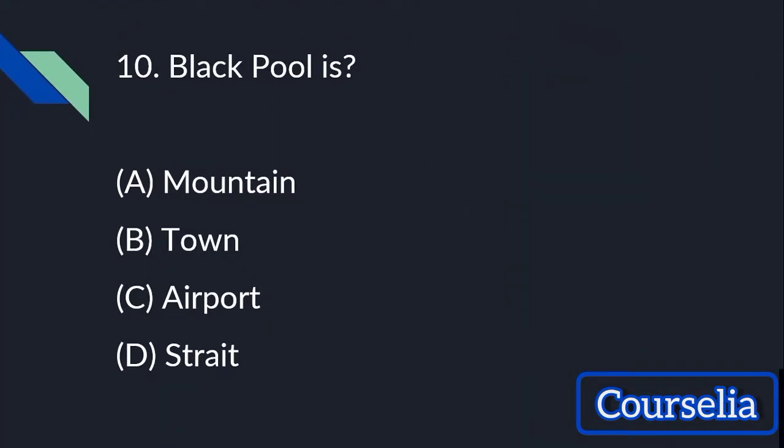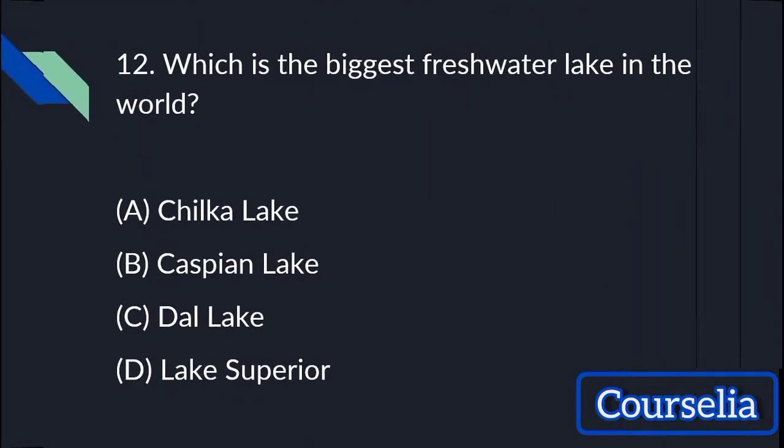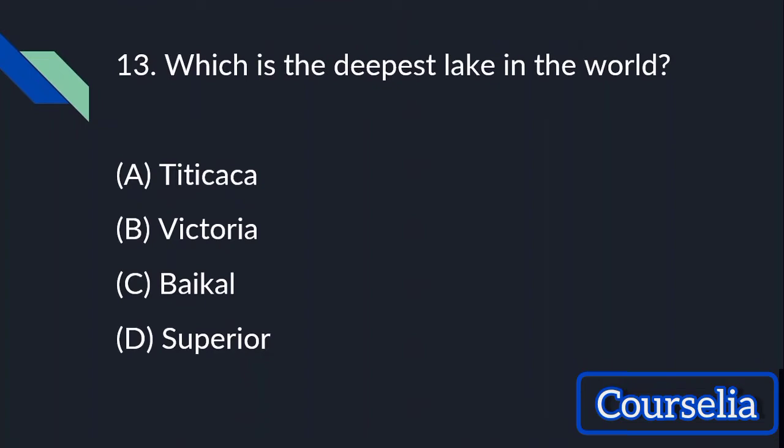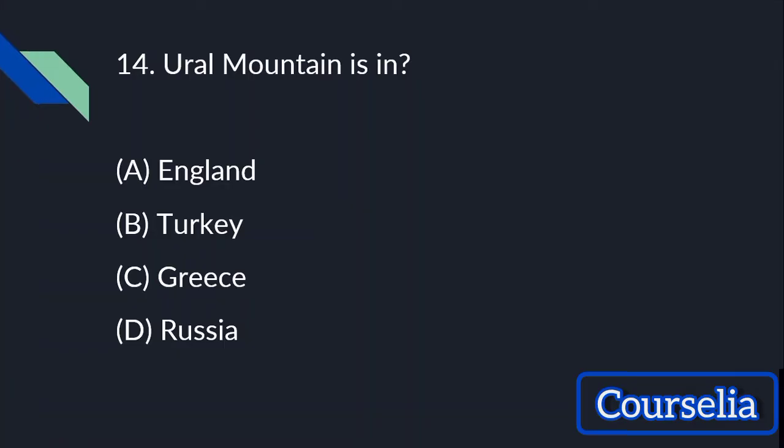Blackpool is a mountain, a town, an airport, or a strait? It is a town. Rakulaman Livestock Farm is in Bhakkar. Which is the biggest freshwater lake in the world? Lake Superior. Which is the deepest lake in the world? Lake Baikal. Ural Mountain is in England, Turkey, Greece, Russia.